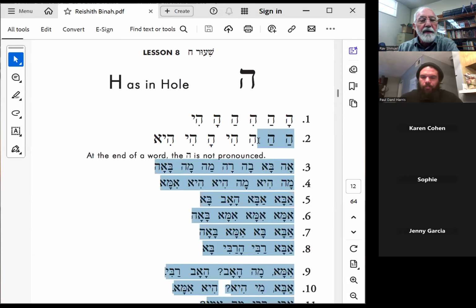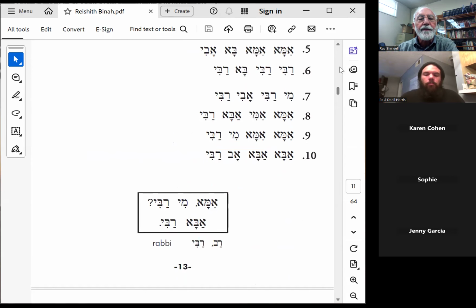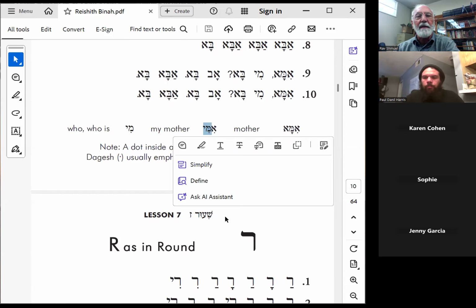At the end of a word, the hey is not pronounced. There is kind of an exception to it. Sometimes when you're reading through the Chumash, at the end of a word, you will see the hey with a dagish in it, with a dot in it. Dagish is the little dot. See, here's your dagish right there, Abba. A dot inside the letter is a dagish, like here, emi. Doesn't do anything to the sound of the mem, but it just makes it, instead of emi, it's emi.